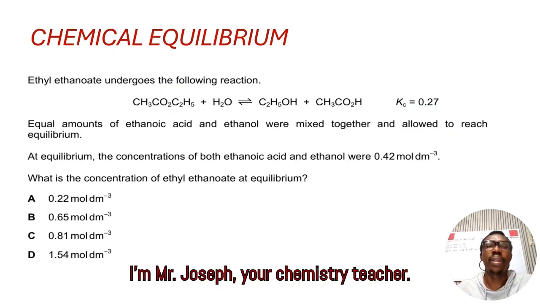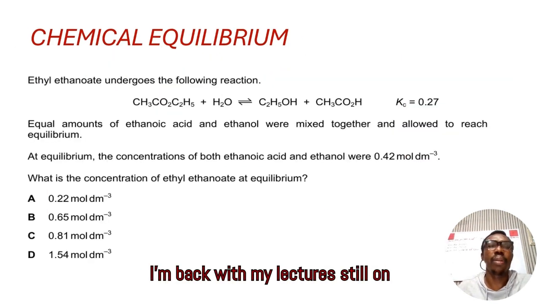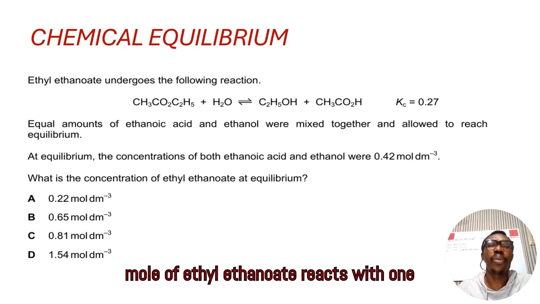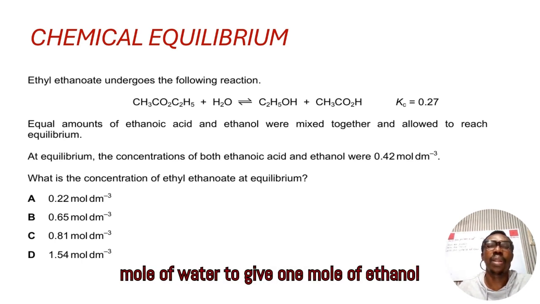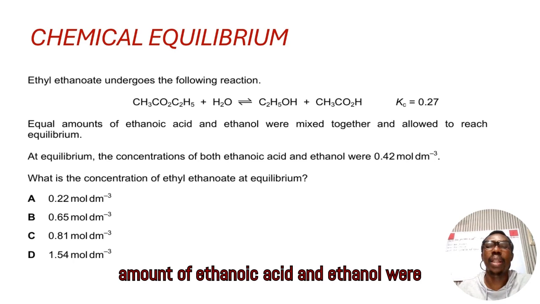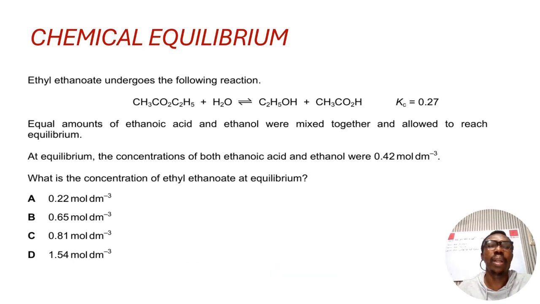I'm back with my lectures, still on chemical equilibrium. Here is a typical chemistry A-level question on chemical equilibrium. Ethyl ethanoate undergoes the following reaction: 1 mole of ethyl ethanoate reacts with 1 mole of water to give 1 mole of ethanol plus 1 mole of ethanoic acid. Equal amounts of ethanoic acid and ethanol were mixed together and allowed to reach equilibrium.